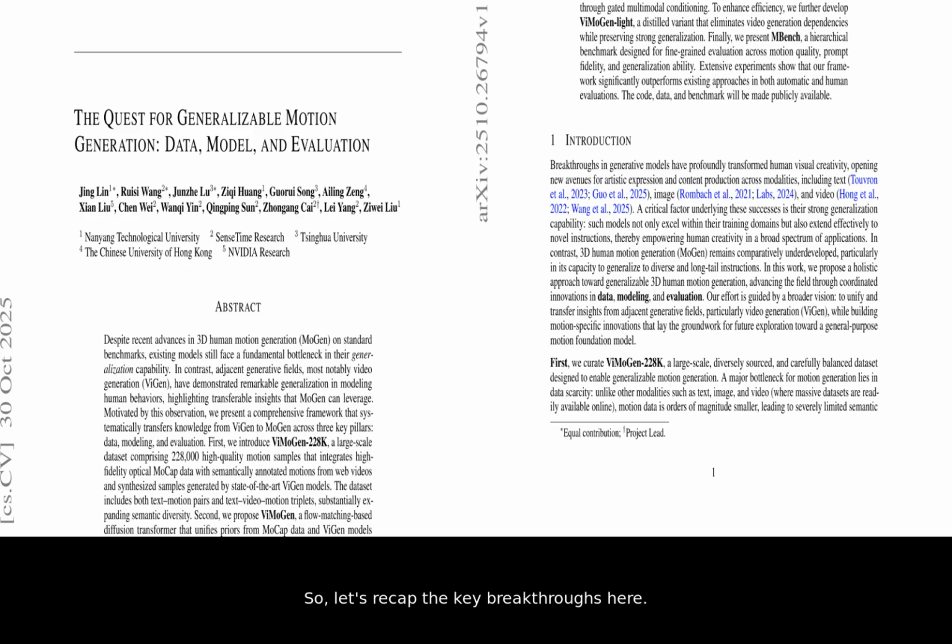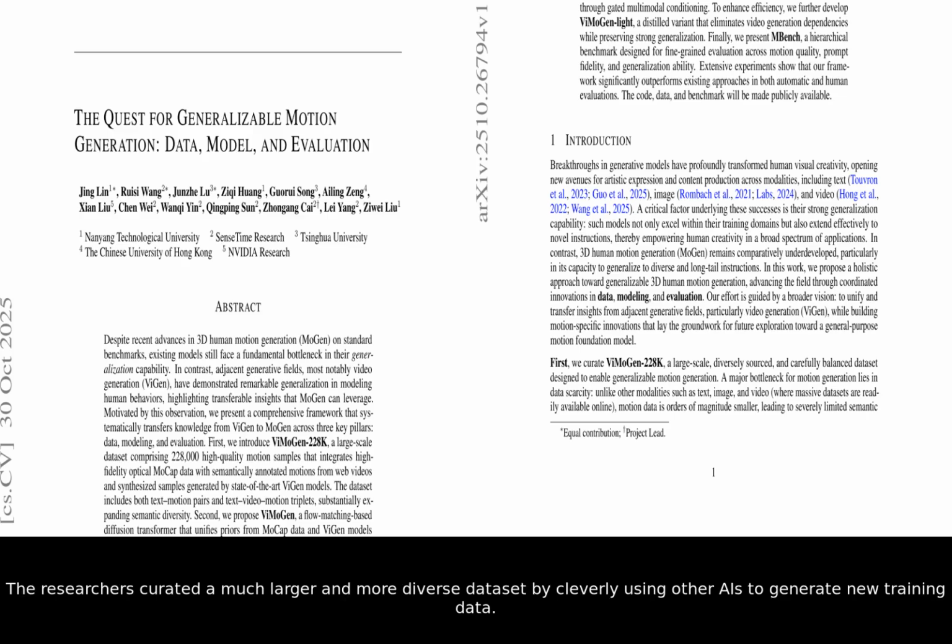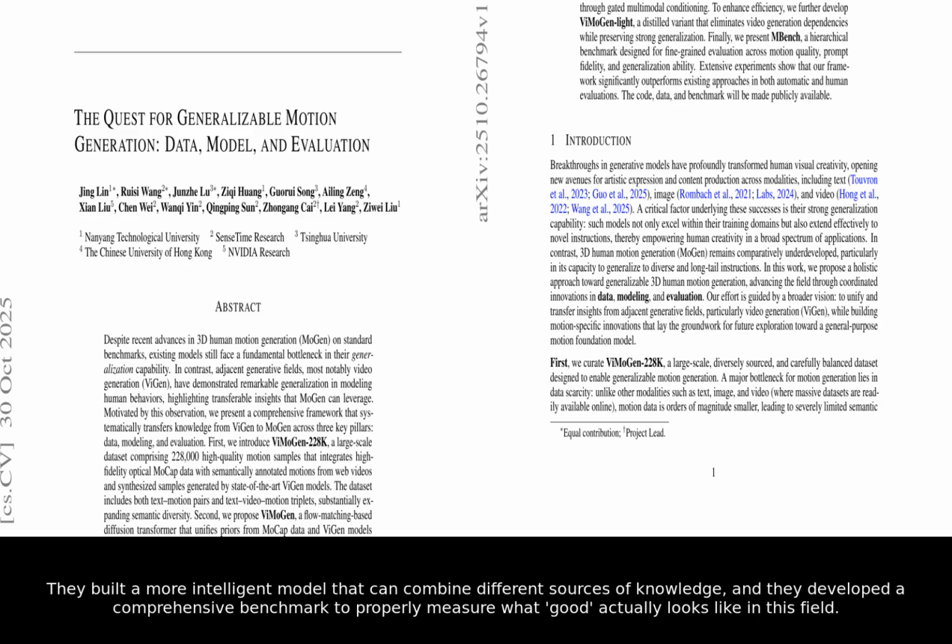So, let's recap the key breakthroughs here. The researchers curated a much larger and more diverse dataset by cleverly using other AIs to generate new training data. They built a more intelligent model that can combine different sources of knowledge, and they developed a comprehensive benchmark to properly measure what good actually looks like in this field.